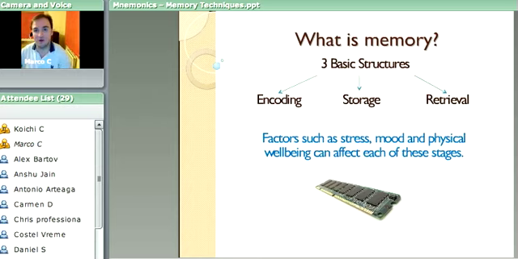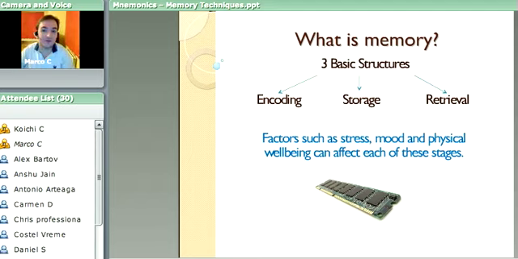So what is memory? Memory has three basic structures. It's encoding, and that's when you see something, when you sense something, when you experience it through any of your senses. After you sense it, you encode it and you store it. And then of course, when the time comes, you retrieve it. Retrieval can be subconscious, it can be something that you do consciously, and it can be triggered and you won't have any control over it at all. And I'll explain about how these things are triggered involuntarily.